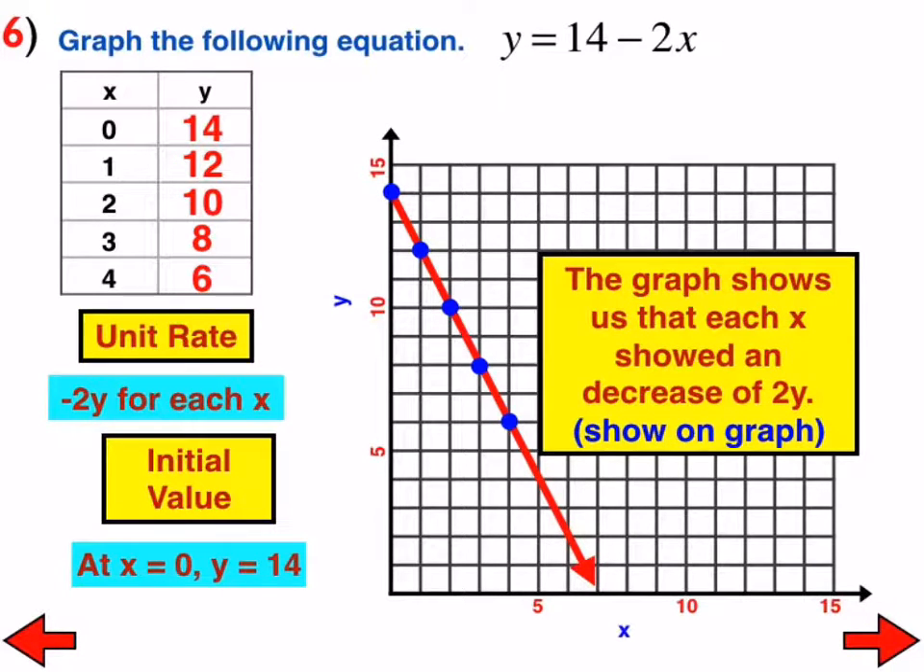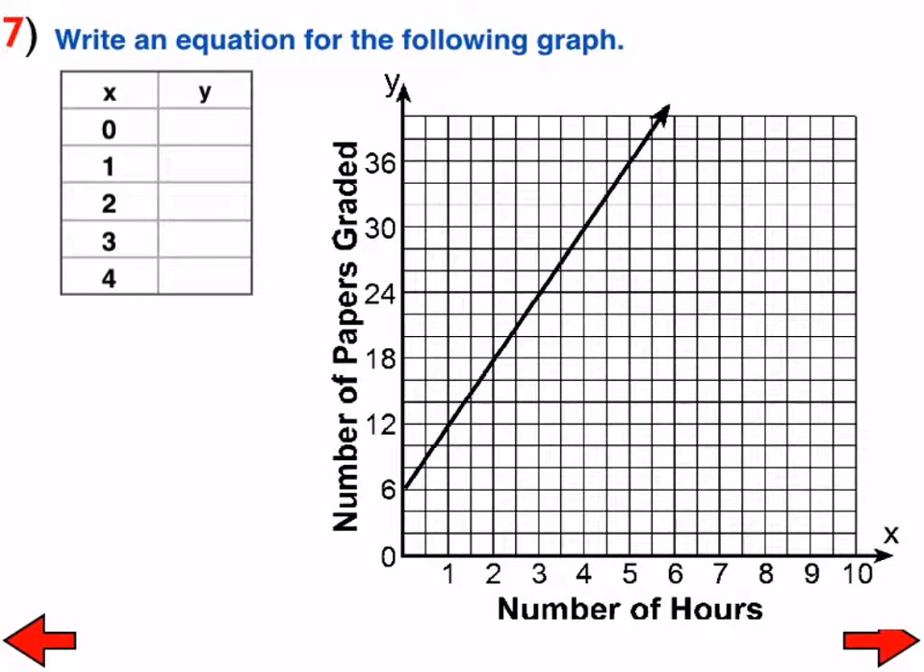All right, so now I'm going to give you a graph like this. Now we have to, like yesterday, pay attention to what our input axis represents and what our output axis represents. In our input axis, it represents the number of hours. Our output axis represents the number of papers that have been graded. I'm just going to see if you can figure out what that equation would be.